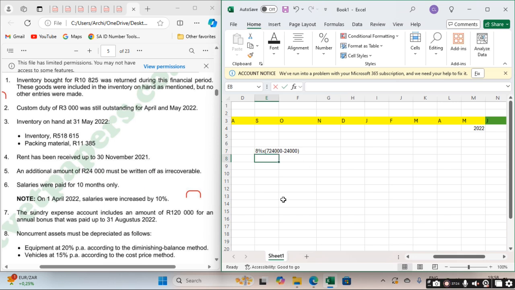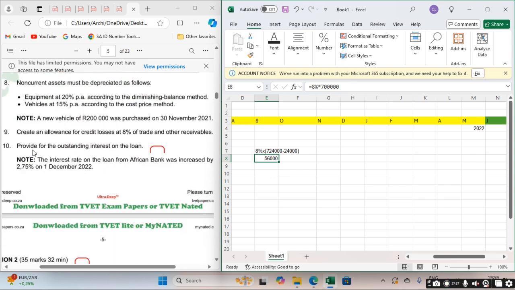And then we're going to have 8% multiplied by 700,000, without the 24,000. So let's calculate that, and we get 56,000. So this 56,000 is going to form part of our allowances for credit losses.